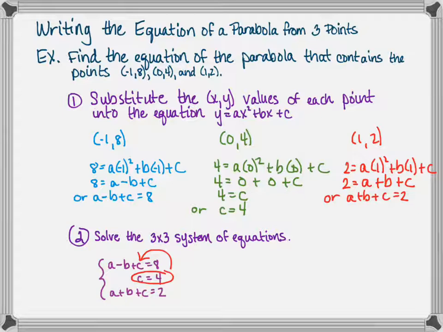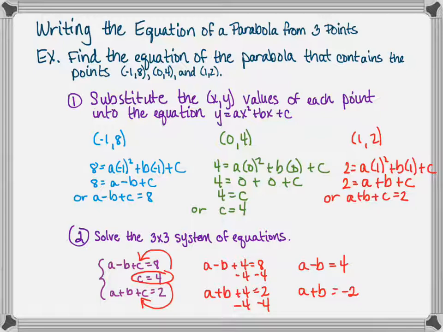So doing this in the first equation, we get a minus b plus 4 equals 8, or, subtracting 4 from both sides, a minus b equals 4. Let's substitute now c equals 4 in the bottom equation, and we get a plus b plus 4 equals 2. Subtracting 4 from both sides, a plus b equals -2. So now we have a system of 2 equations with 2 variables, a and b.